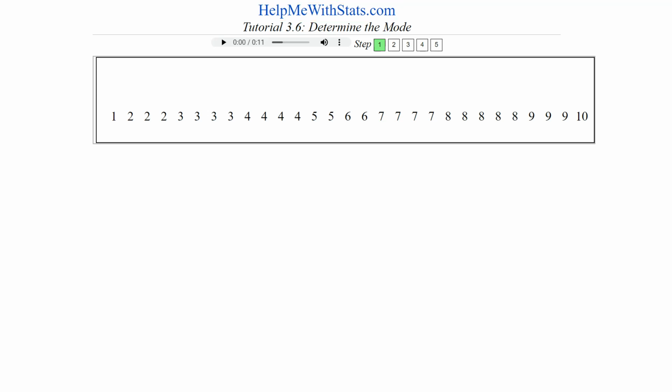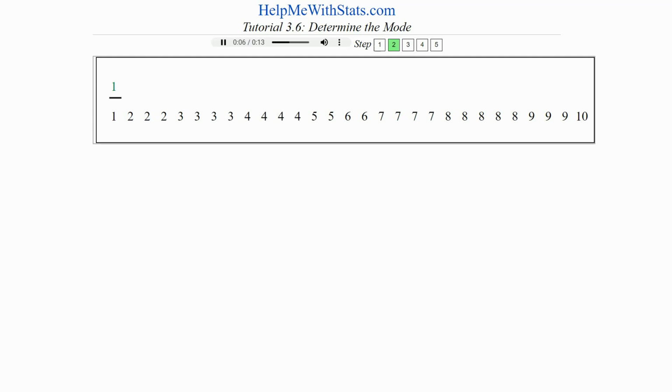HelpMeWithStats.com was used to create this tutorial that can help us determine the mode. Here we have a large set of ordered scores. The first thing we need to do is count the frequencies for each score, and indicate those frequencies above each group of scores. Let's start by putting a bar above all the ones and then counting up the frequencies.